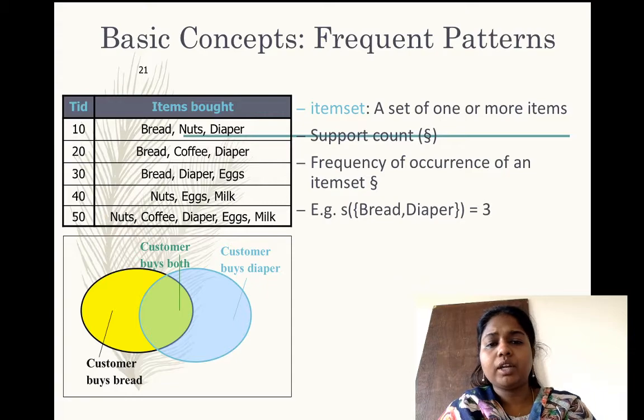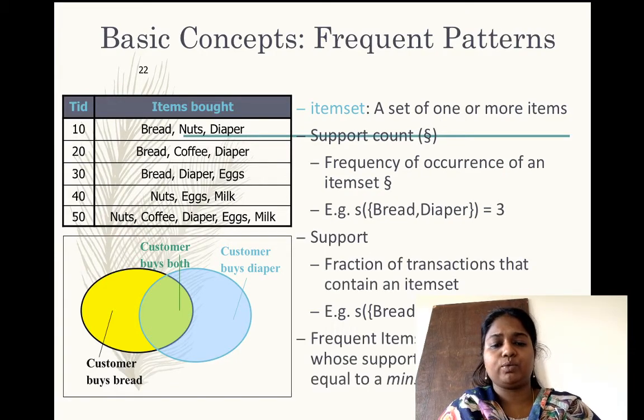Now I am going to find the support value. Support value means the fraction of all, it is more like a probability. So out of total number of transactions, how many transactions have both these together? So support means it is the fraction of all the transactions that contain this item set. So I can write it as S of the set bread and diaper together is 3 out of 5, because I have totally 5 transactions, out of which 3 transactions have both bread and diaper being bought together.